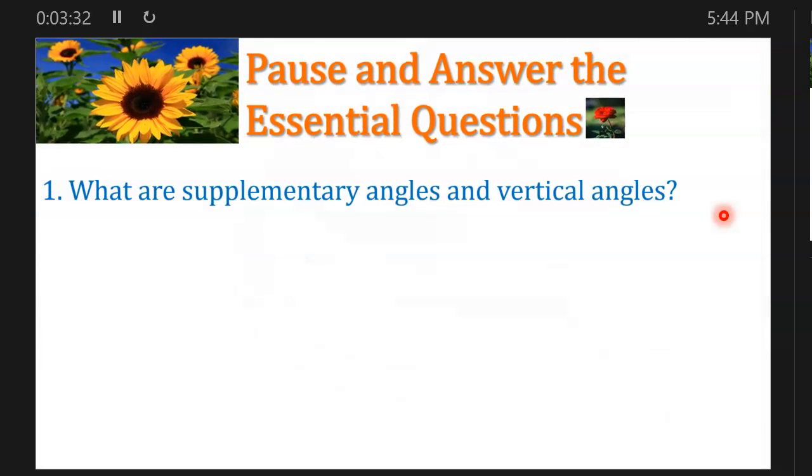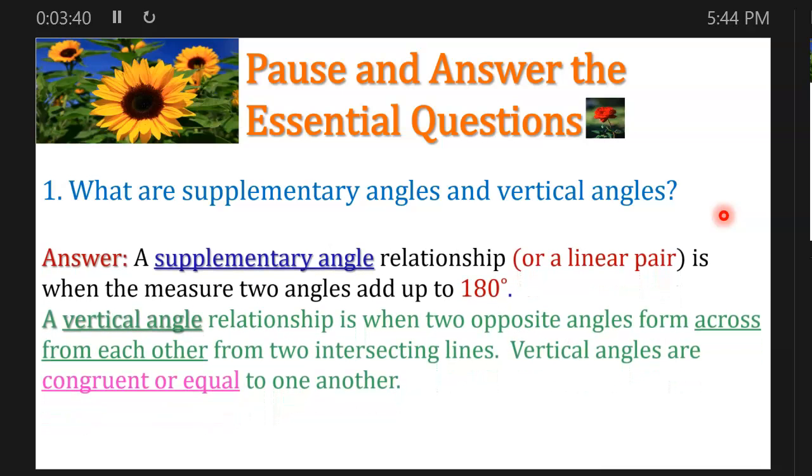All right, so what are supplementary angles and vertical angles? So go ahead and try to answer this one on your own. Okay, the answer is a supplementary angle relationship. Another name for that is a linear pair, which is when the measures of two angles add up to 180. Okay, a vertical angle relationship is when two opposite angles form across from each other from two intersecting lines. Vertical angles are congruent or equal to one another.